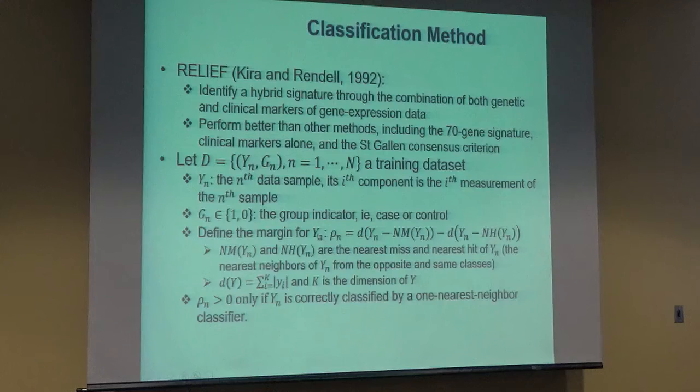Define the Yn. Based on the Yn, you define the distance rho n, which is some distance measure of Yn minus NM. NM is the nearest miss, and that's called the nearest hit. Miss and hit means one is the case and one is control. Based on this distance, you define it, and then what you do here is, for the dy, you define overall, the dimension of y. And rho n is greater than 0 only if Yn is correctly classified by a one nearest neighbor classifier.